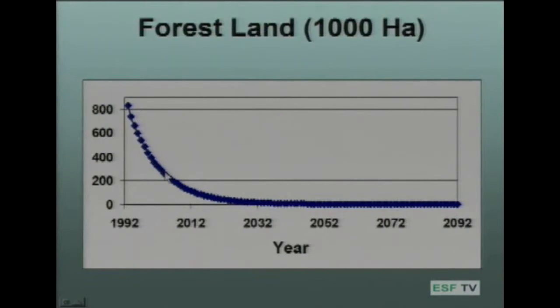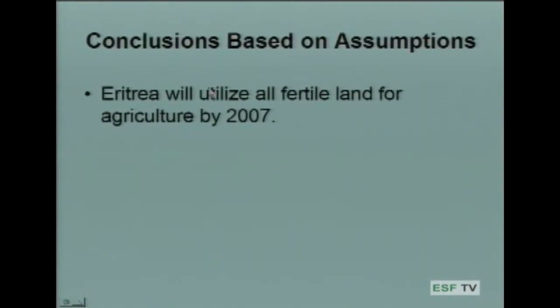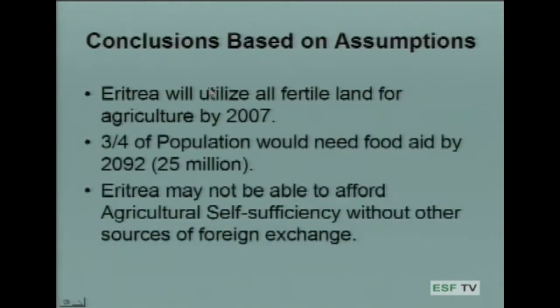This shows forest land over time, going down very fast. Again, close to 10% per year. By 2030, probably no forest left. So, if we look at the conclusions based on these assumptions, it's pretty much a bleak situation. Now, here's the catch. This is not what's going to happen. There were assumptions here. Even food self-sufficiency is a major assumption.